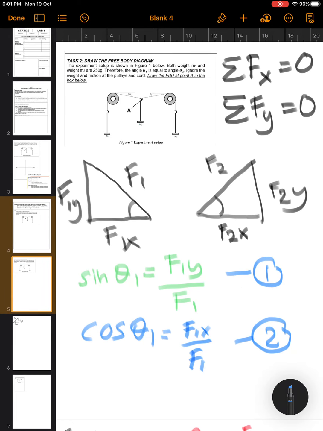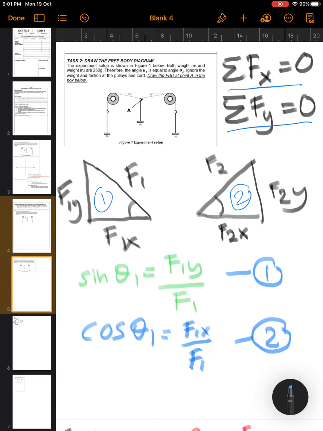Another equation that comes out from this question is that the pulley and cord are in the equilibrium state, so the sum of forces in the x-axis is equal to 0, and the sum of forces for Fy is also equal to 0. Okay, if we want to go into details, we separate force 1 and force 2. So this is force 1 and this is force 2. So first we do force 1.